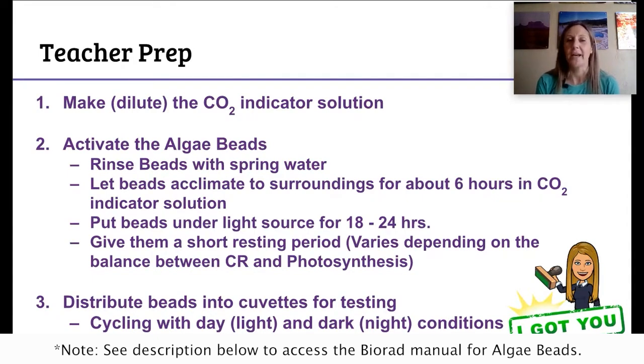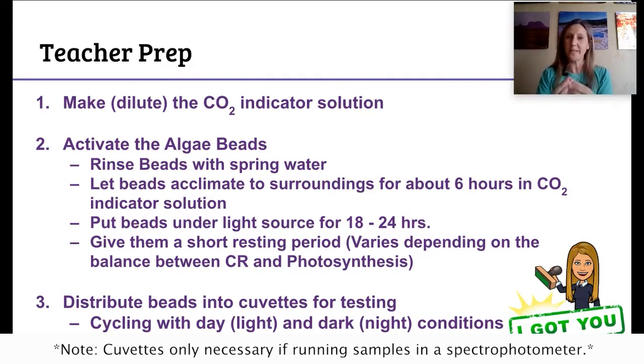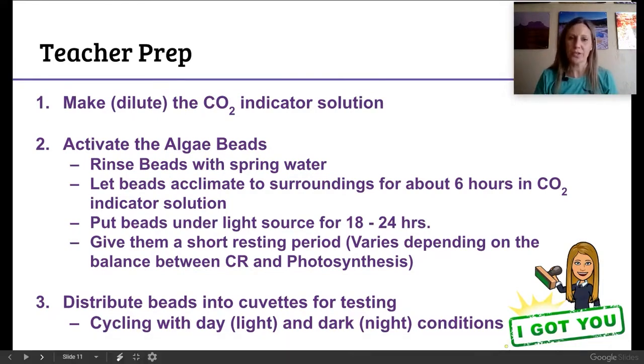The activation of the algae beads is what intimidates people a little bit. You're going to get these beads that are in a light sensitive vial. And again, I will go through this with you in the other video, but you're just going to rinse them with spring water to get them out of the storage solution that they're in. And then you are going to cover them in some of the CO2 indicator solution that you made and let them just sit out for about 6 hours and acclimate to their surroundings because they've been in the fridge.